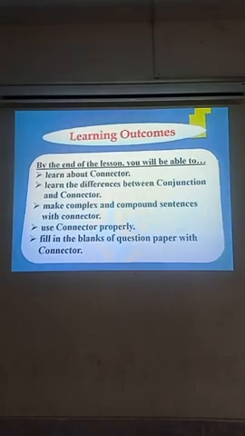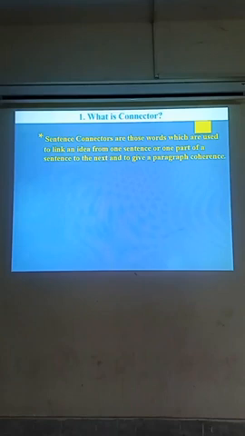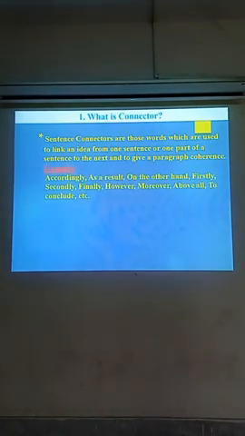And next we will go to the answer of the following question, that is, what is sentence connector, and I have given you the answer. You can see, sentence connectors are those words which are used to link an idea from one sentence or one part of a sentence to the next and to give a paragraph coherence. And now you can also see the examples, which I have already shown you in my previous classes. So this is a recap.